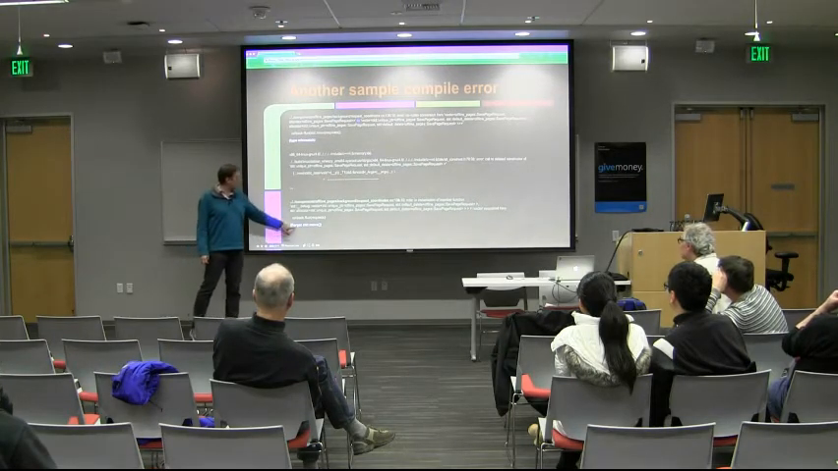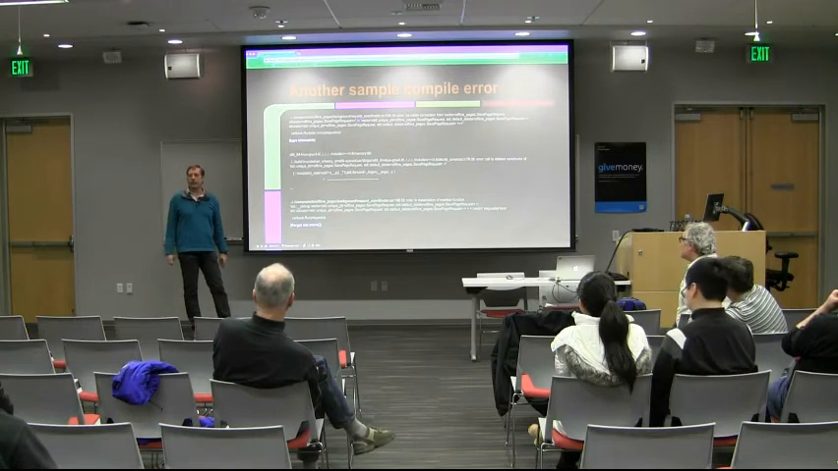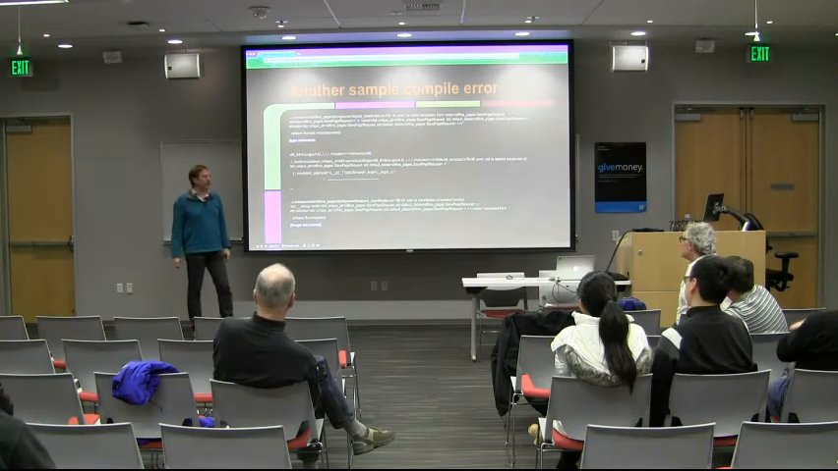In this case, I forgot to call standard move. So it wanted an R-value reference. Because I didn't call standard move, it didn't have one. And it complained of a type mismatch.